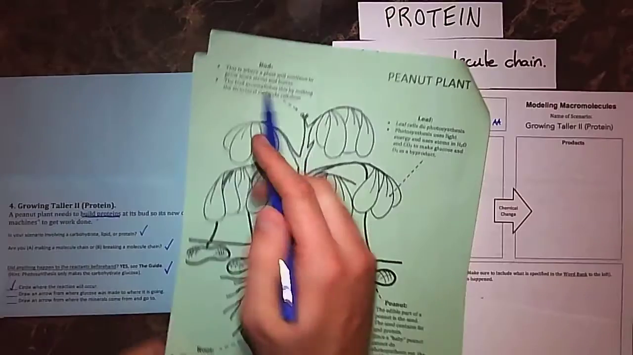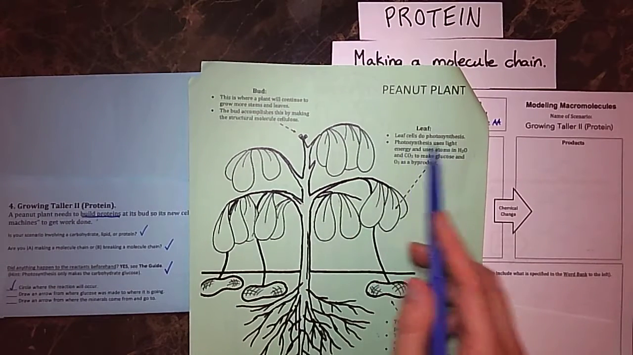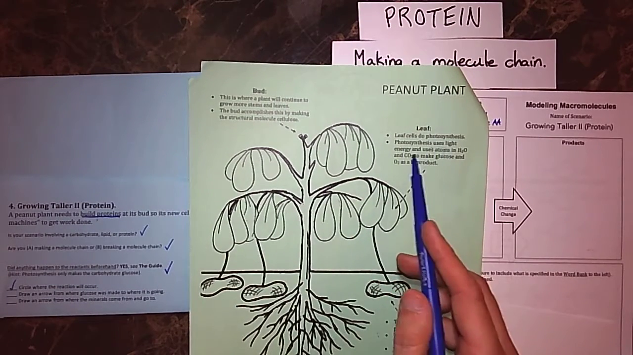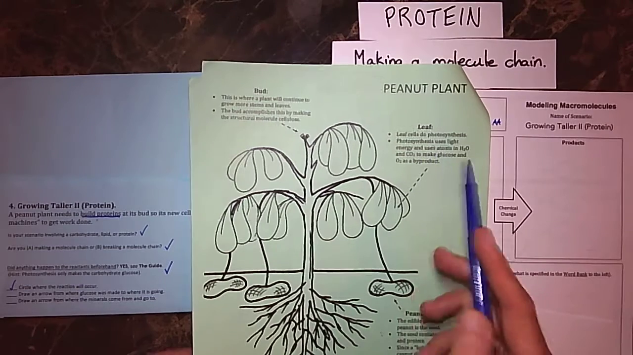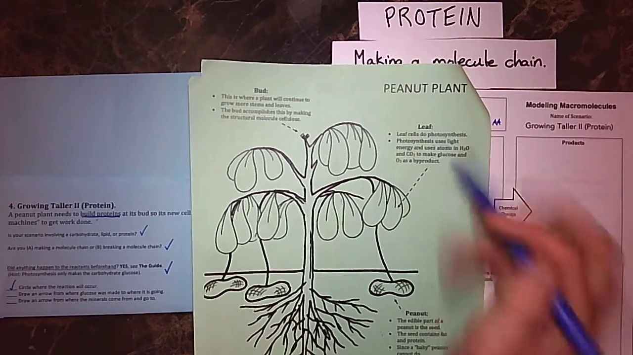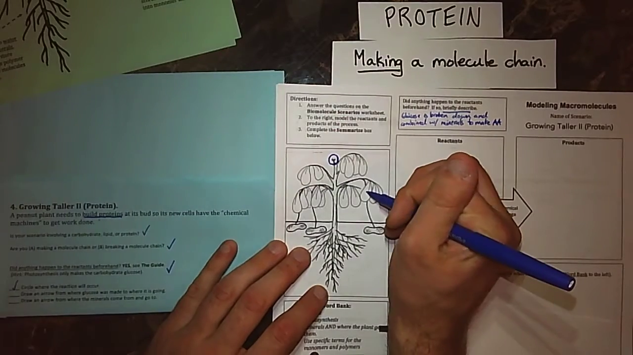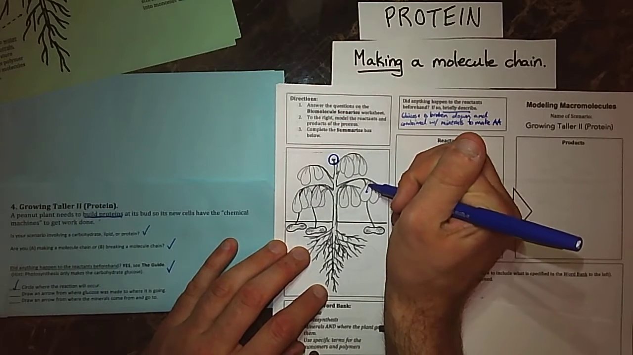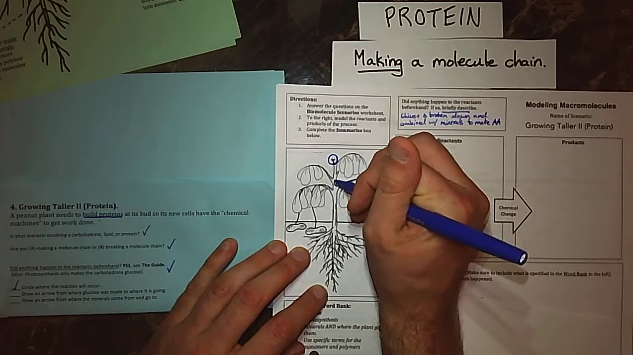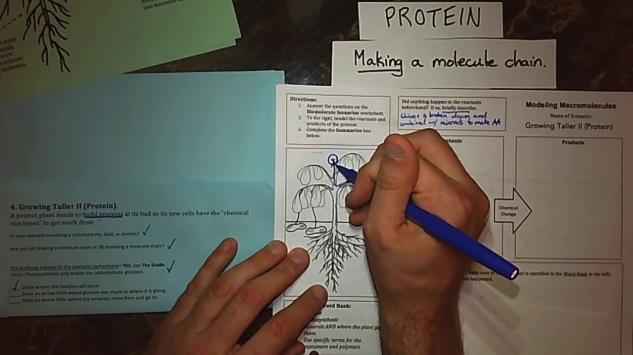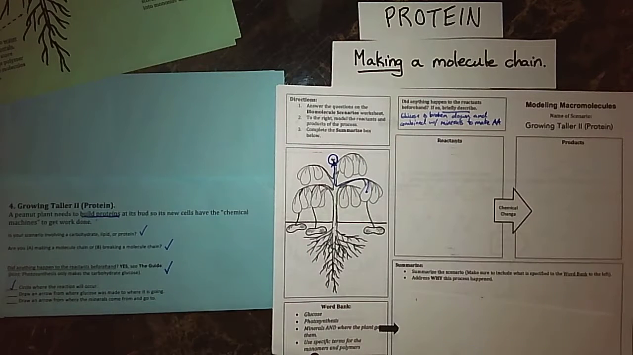So if we go to this part right here for the leaf, it says leaf cells do photosynthesis. Photosynthesis uses light energy and uses the atoms of H2O and CO2 to make glucose. So we know that glucose is being made in the leaves. So I'm going to draw a starting point right here. And then that glucose goes from the leaves to my bud to make a protein. But we know that it's not just the glucose, it's going to be the minerals as well.